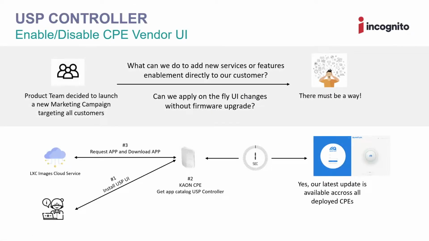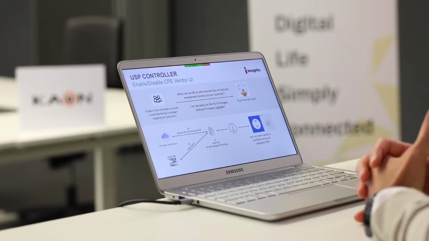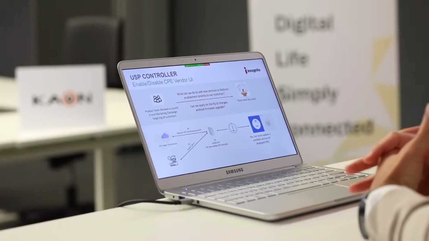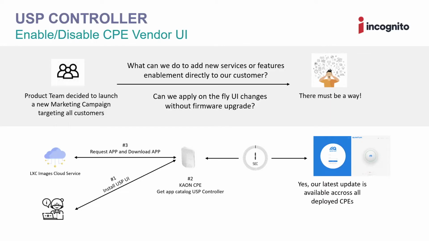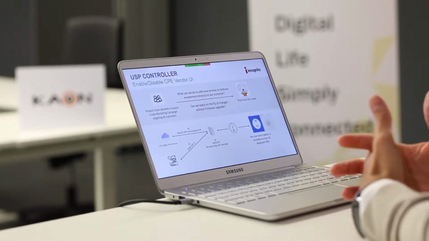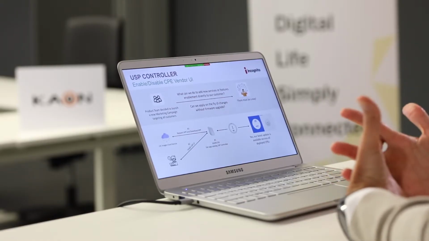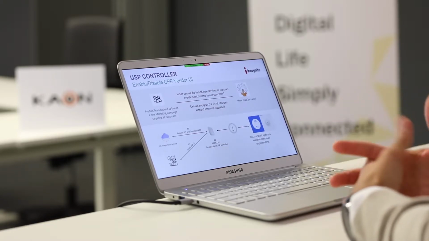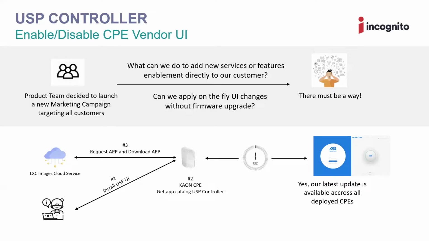We would like now to demonstrate to you the integration of USP agent and controller. The use case that we will be presenting today is to enable and disable the CPE vendor UI. So let's imagine a scenario where a product team decided to launch a new marketing campaign targeting all customers. What can we do to add new services or features directly to our customers?